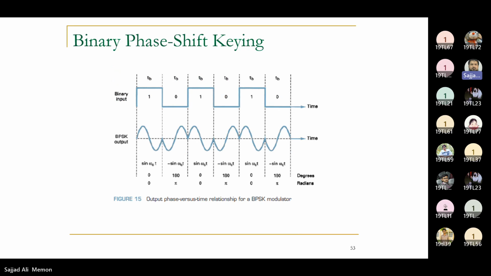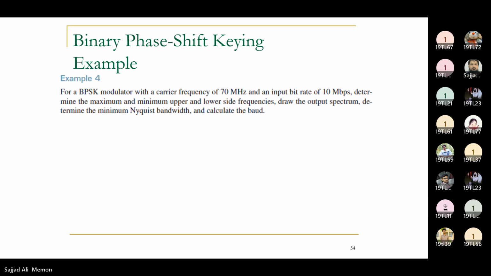So here you can see binary phase shifting with alternating 1 and 0, when we need the highest bandwidth. You can see if it is 1, it starts from 0 degrees. When it is 0, it is 180 degrees. Again 1, 0, again 0, 180. So it goes 0, 180, 0, 180, 0, 180. So that is example 4.